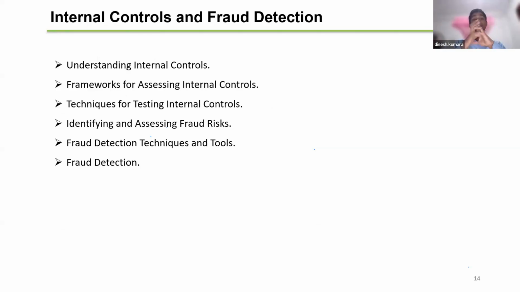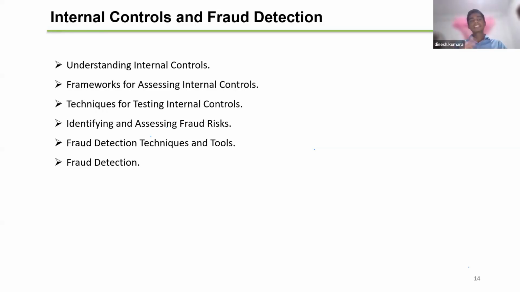Now, our ninth module is internal controls and fraud detection. This is a very practical module, actually. We will first discuss the internal control system organization. What are the elements of the internal control system? Then frameworks and techniques for testing internal controls, identifying and assessing fraud risk, right? Then we'll counter fraud, how fraud is identified, and how to analyze frauds. Then fraud detection techniques and tools, what types of tools can be used to detect frauds, and how to detect frauds.